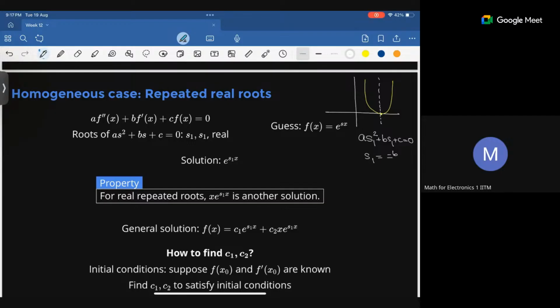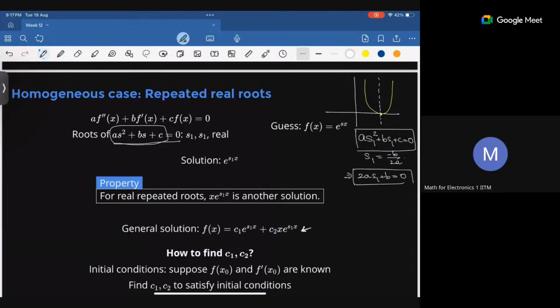So if I find s1, this s1 will be minus b by 2a. Just recall. So if this has only one real root, that means the left hand side is a perfect square. If it is a perfect square, then we'll have symmetry for our quadratic function exactly at the root value. So from here you can clearly see 2a s1 plus b will also be 0. So these two things are used to prove that this will be the general solution.